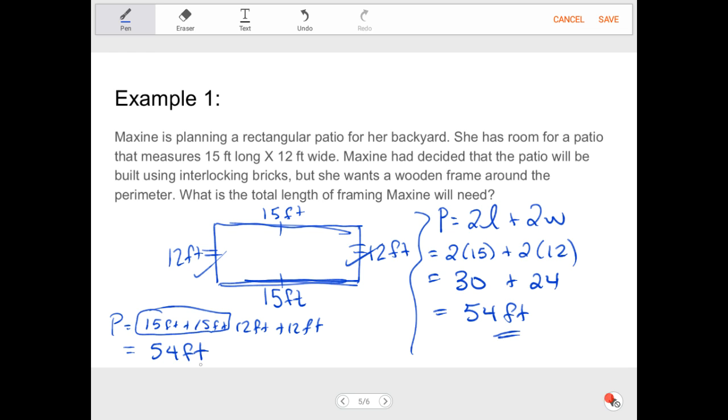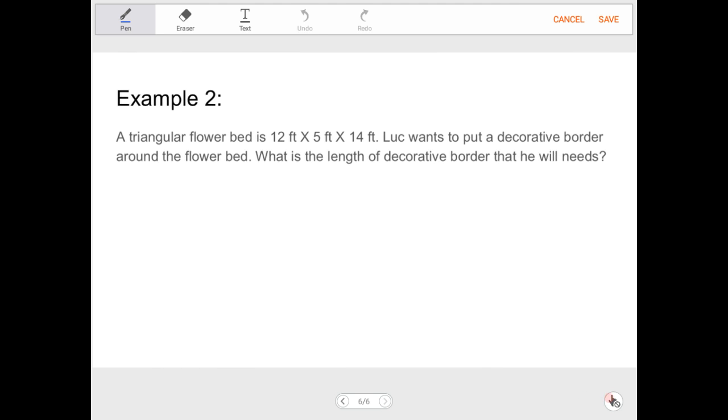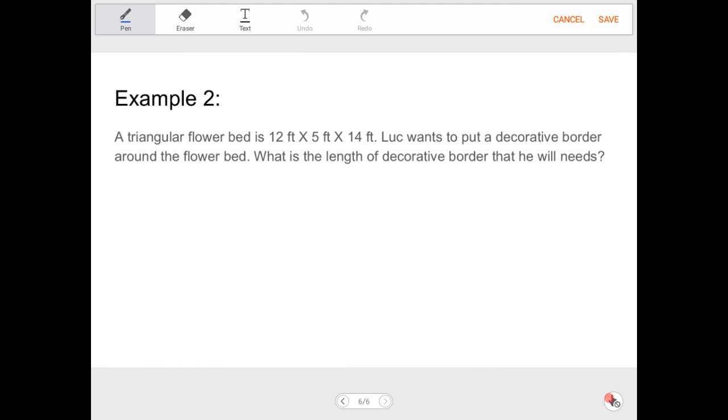Please make sure you always have units. Don't just put 54. You need to have the unit measurement right there. One last one: a triangular flower bed, 12 feet by 5 feet by 14 feet. Again, they're just asking you what's the length of the border, what's the perimeter.